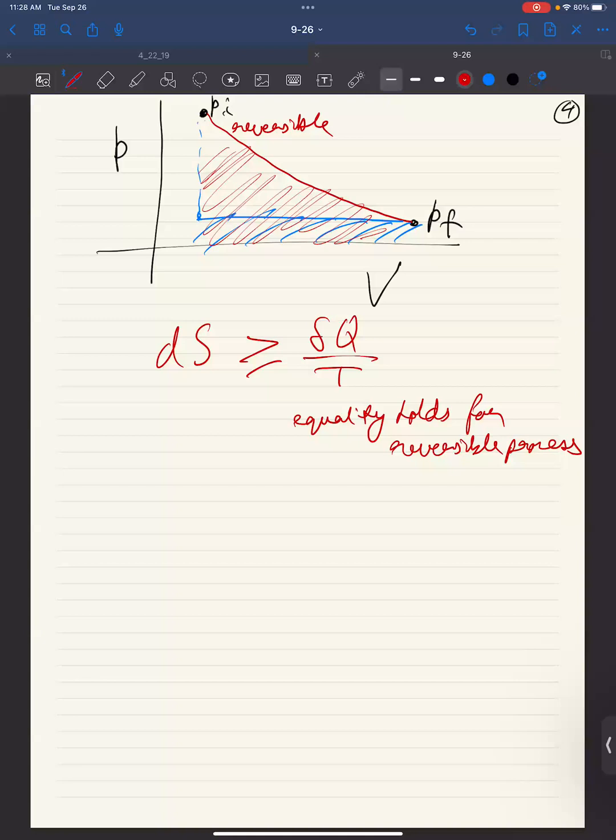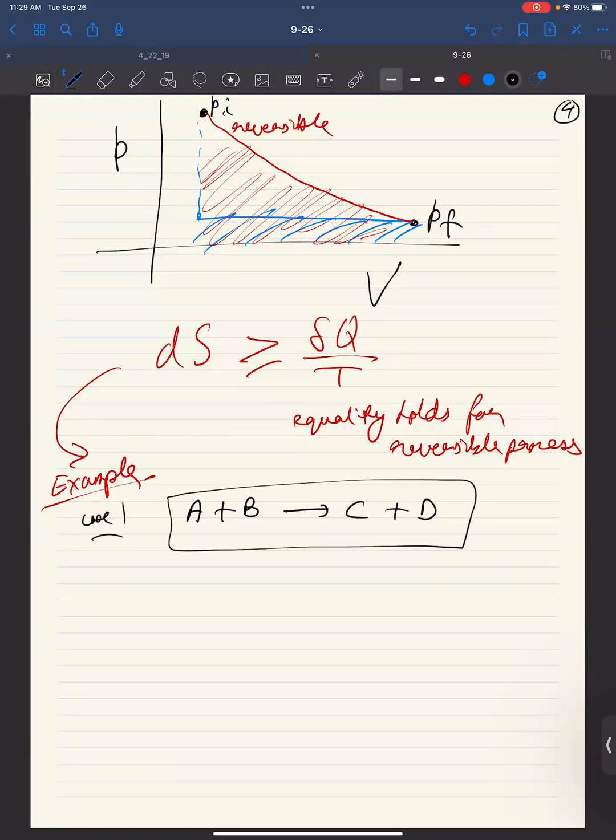I want to make one more comment before I go into that, which is to just use the Clausius inequality in an example or an application. Let's say we have a chemical reaction happening: A plus B going to C plus D, okay? And in case one, let's say this chemical reaction is happening in an isolated condition. Isolated condition means delta Q is equal to 0, right? You're not giving any heat to the system.